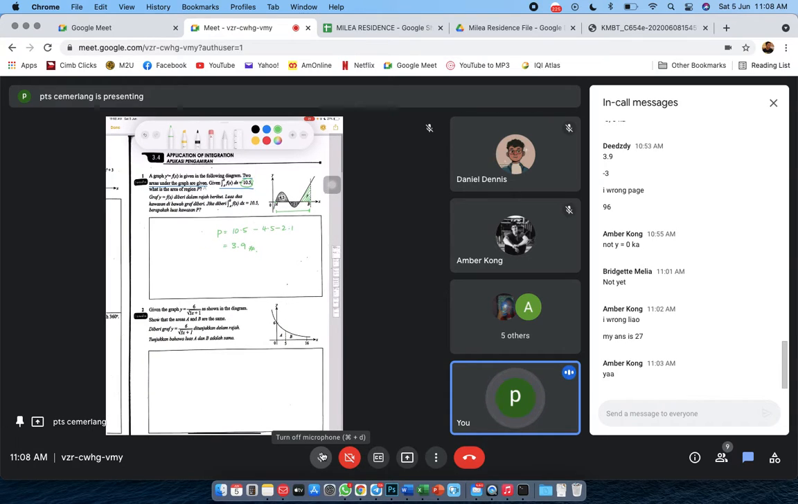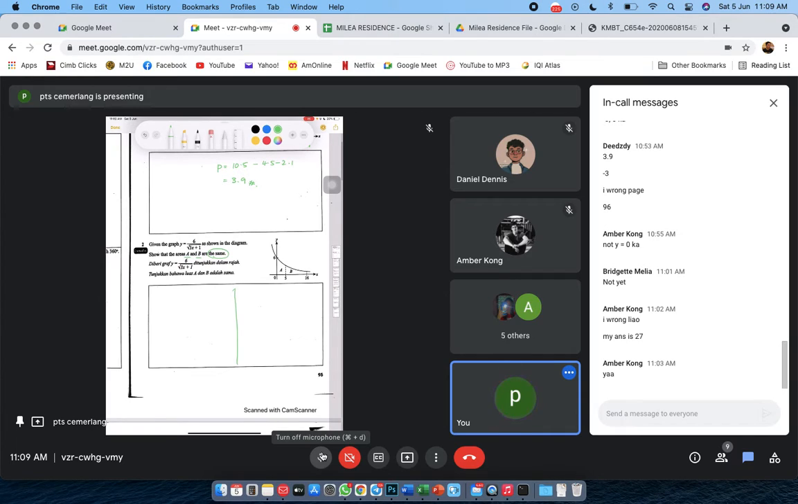Now, let us look at question number 2. Question number 2 may be a bit more challenging. Given that the graph is y equals to 6 over square root of 3x plus 1, as shown in the diagram, show that the areas A and B are the same. Kamu kena tunjukkan bahawa dua-dua tu adalah sama. Means that you have to do both integrations. One is your region A, another one is your region B. And then after that, you have to compare. Dua-dua tu sama ke tidak sama?